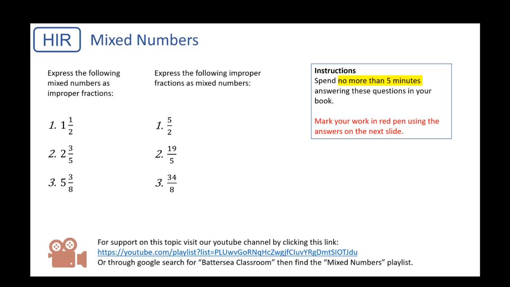Your HIR today is on mixed numbers. You can either open the lesson PDF file or pause the video and read the questions here. Spend no more than 5 minutes answering these questions, then show your integrity by marking your answers in red pen. Please pause the video now. Here are the HIR answers. Please mark your work in red pen.